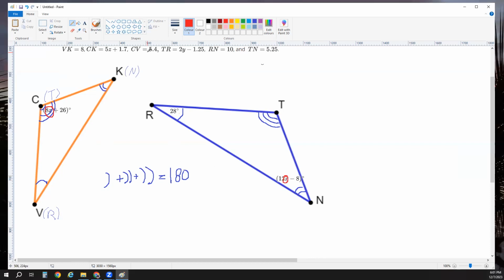That's cool. So I'll start my equation like this. It's going to be 28 degrees, plus my double angle is 12x, plus, well, I guess technically it should be red, 12x minus 8 actually.